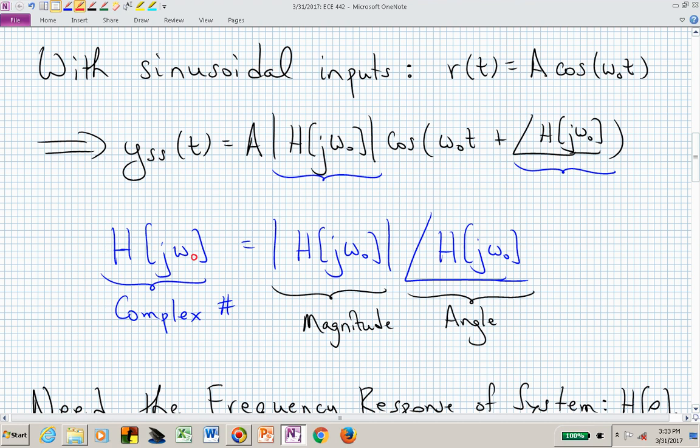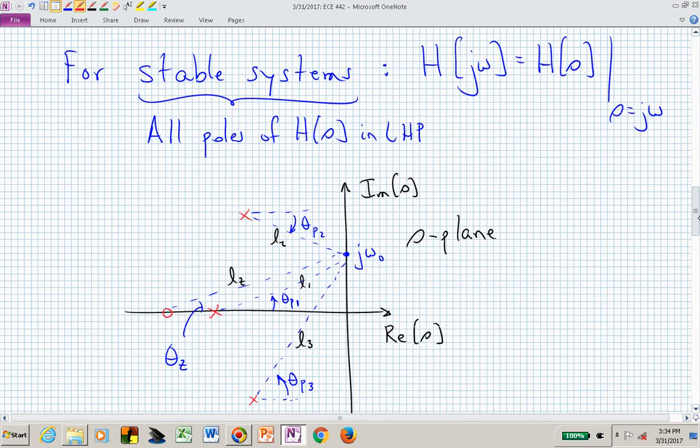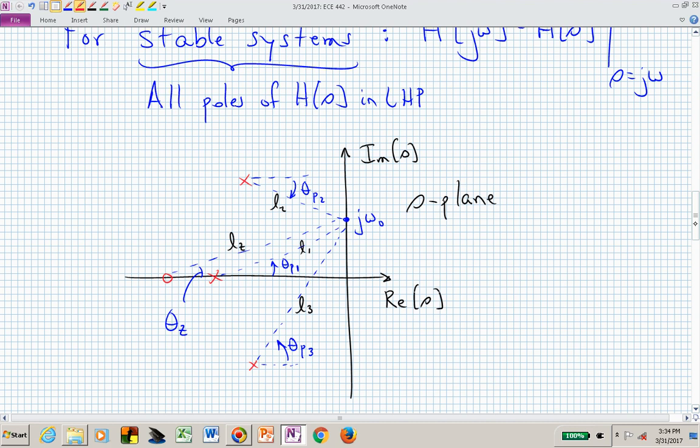It will be moving at the same frequency. Its amplitude will be adjusted by the magnitude of the system at that frequency, or the magnitude of H(jω₀), and it will be shifted in time by the angle of that system's frequency response at that particular frequency ω₀.